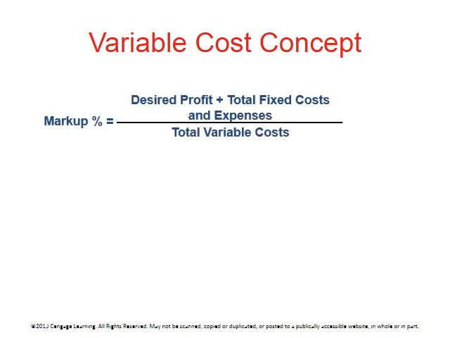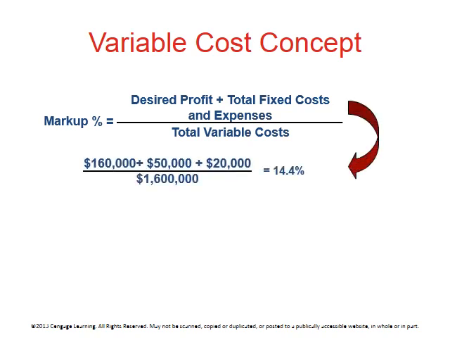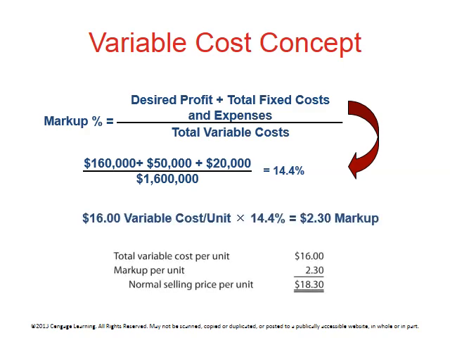So now we want to calculate our markup percentage. So we take our desired profit plus total fixed costs and expenses. So 160,000 plus 50,000 plus 20,000. Those are the fixed selling and administrative costs we were given on the previous slide, divided by total variable costs of $1,600,000. So our markup is 14.4%.